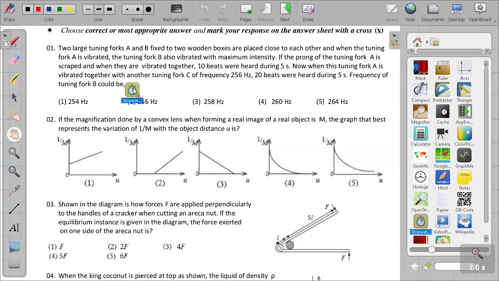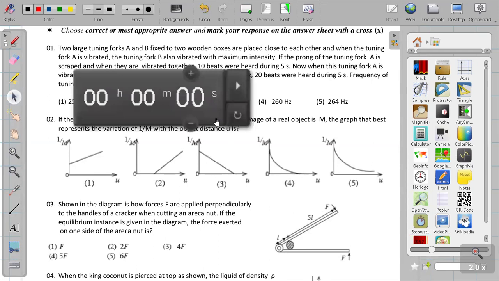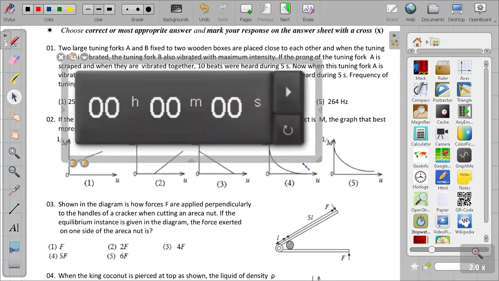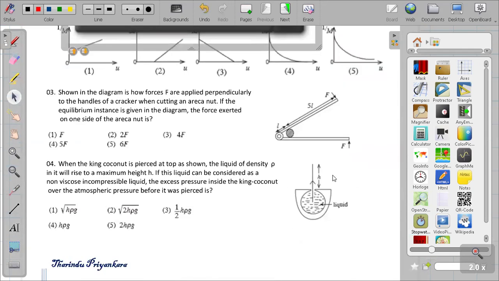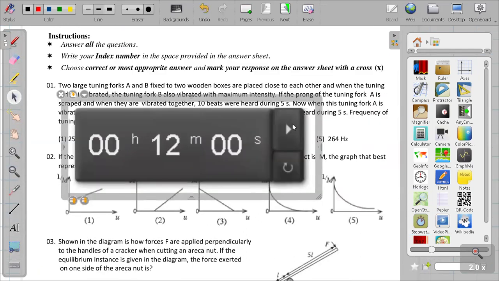This is not an interval. The first four are all really hard level questions. So I will give you 12 minutes for these four questions. I think all four are superior level questions. You will get 12 minutes to do these four MCQs.